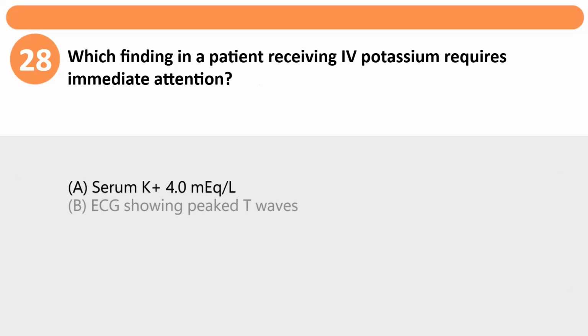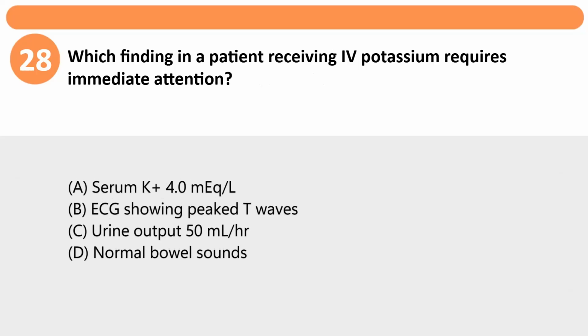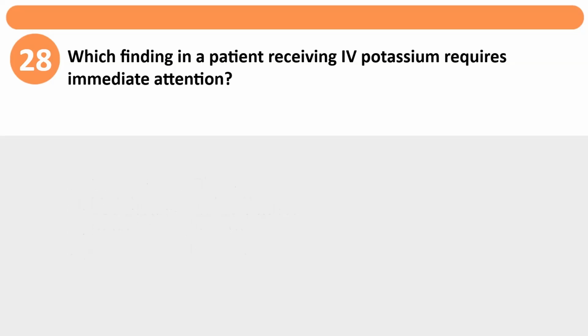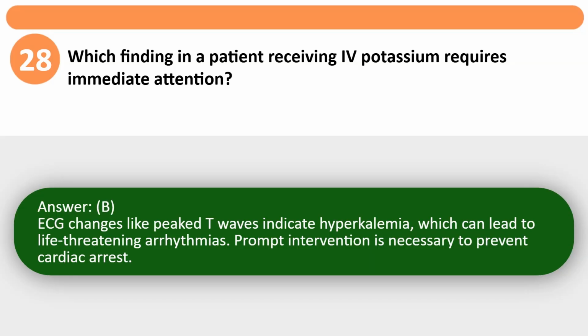Which finding in a patient receiving IV potassium requires immediate attention? A. Serum K+ 4.0 milliequivalents per liter. B. ECG showing peaked T waves. C. Urine output 50 milliliters per hour. D. Normal bowel sounds. Answer: B. ECG changes like peaked T waves indicate hyperkalemia, which can lead to life-threatening arrhythmias. Prompt intervention is necessary to prevent cardiac arrest.